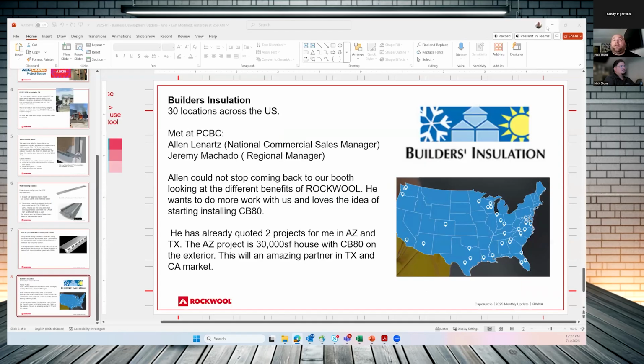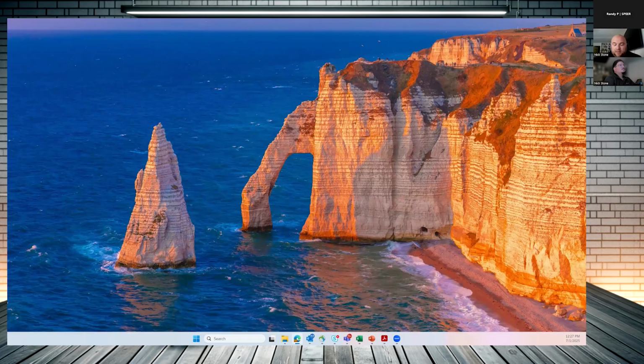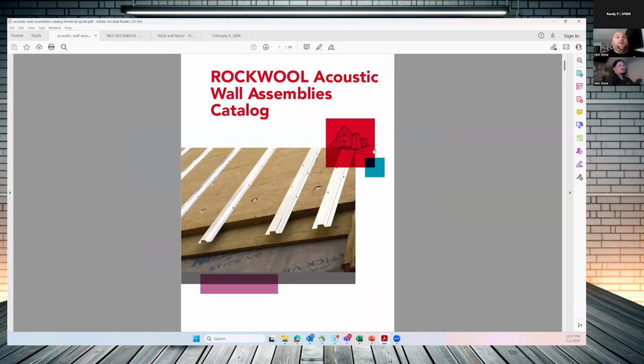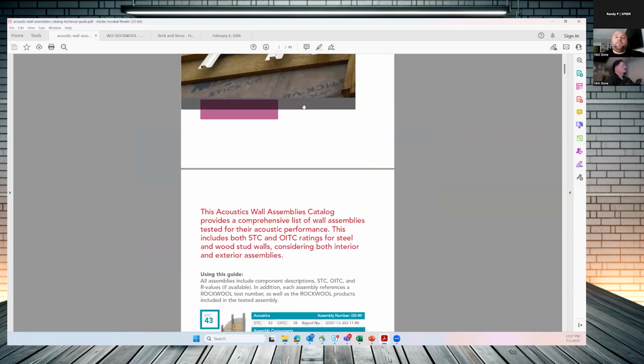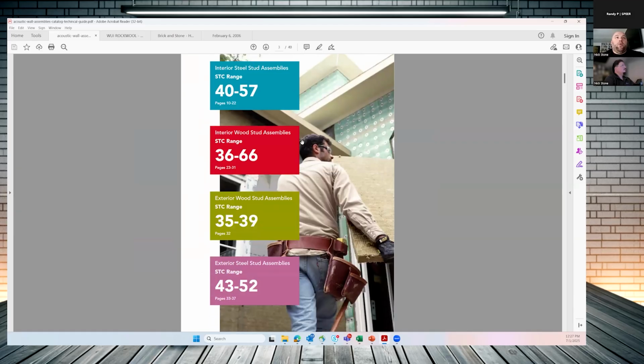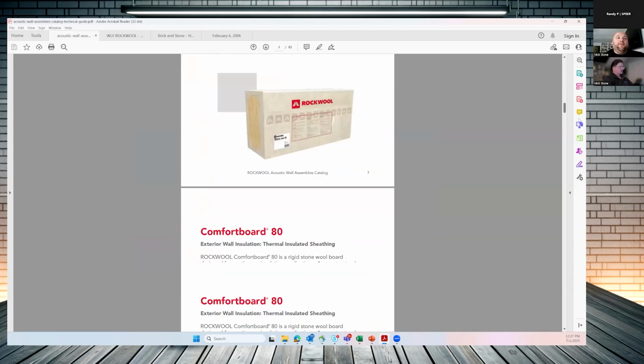Now I'm going to transition over to some of our details, and these are details that I do want to send to everyone because I think they're quite beneficial. This one we're starting off with is our Rockwool acoustical catalog. What this does is it goes through different STC ratings, whether it's steel, whether it's wood, whether it's interior or exterior. So you can gauge what it looks like when I change different materials and how that performs. I'm going to give you three quick examples of this.